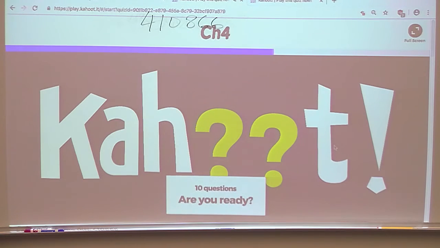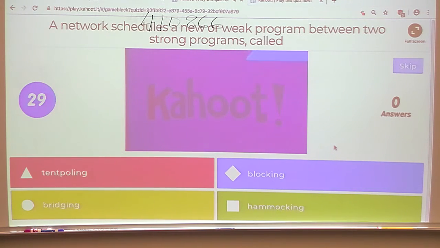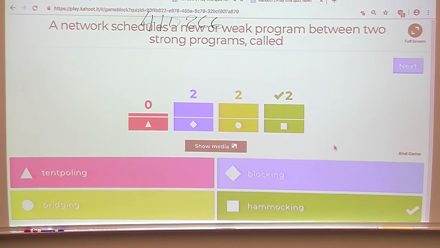10 more questions. As I said, the midterm is composed of a subset of all these questions. So these you have not been quizzed on before, but we've seen them in Cahoots. A network schedules a new or weak program between 2 strong programs. So what is the name of that? Looks kind of like this. So here's program 1, program 2. Oh, that's kind of not as good a showing as I had thought. So this is a programming strategy called hammocking, right?